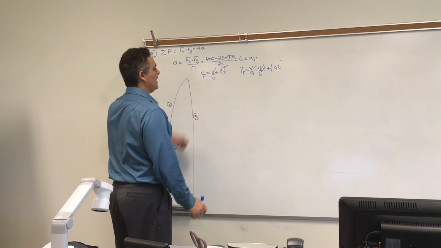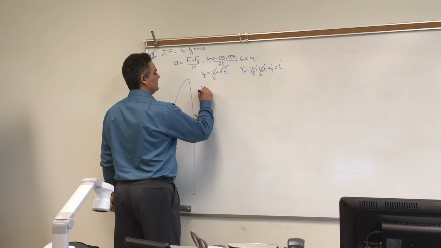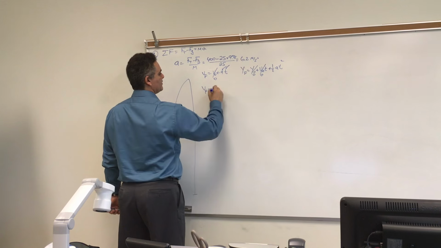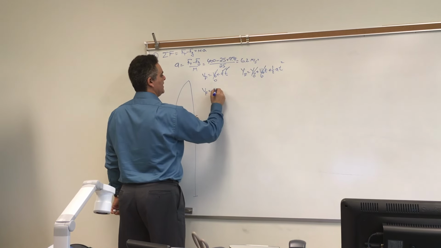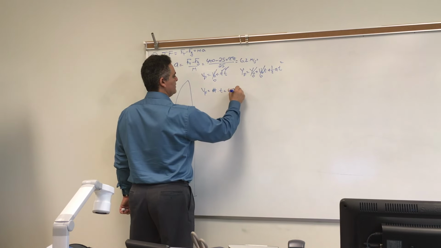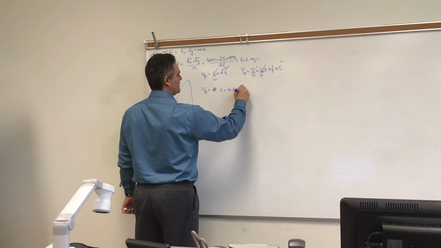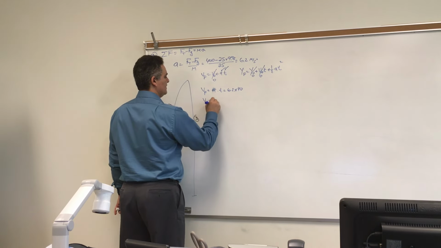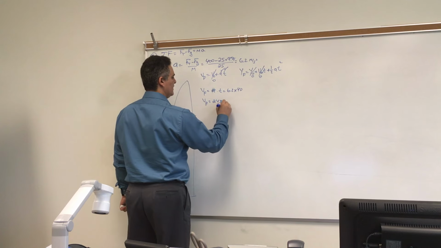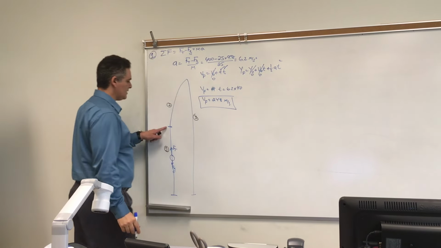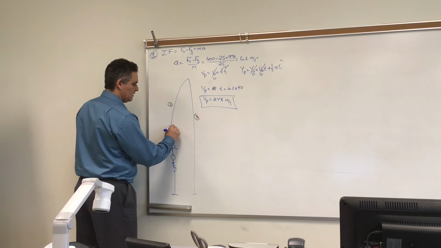We can solve for V final. Therefore, V final in this case is going to be A times T, and A is 6.2. Actually, let me just write A times T, which is 6.2 times the time, which is 40 seconds. So V final is 248 meters per second. Okay. So that's the first question to ask: what is the final speed here?